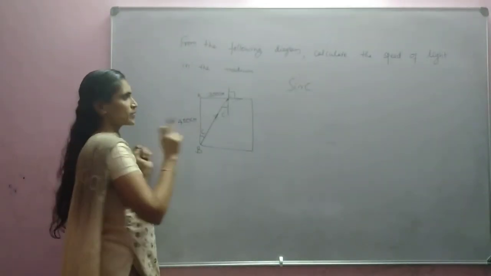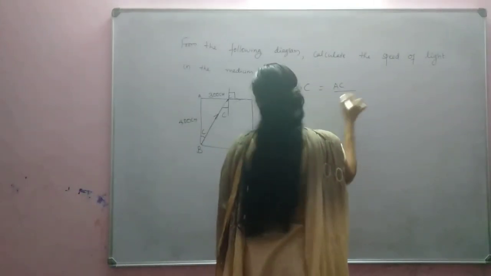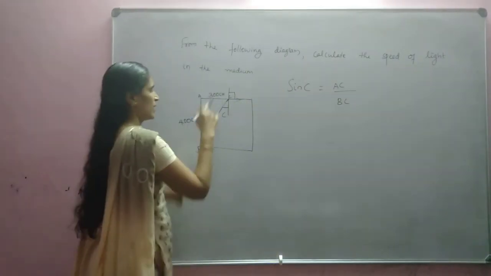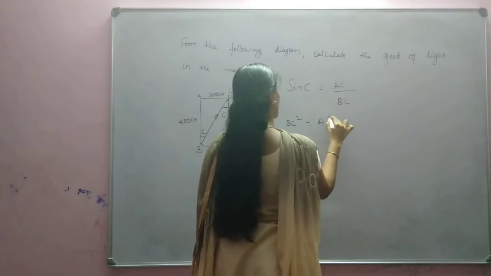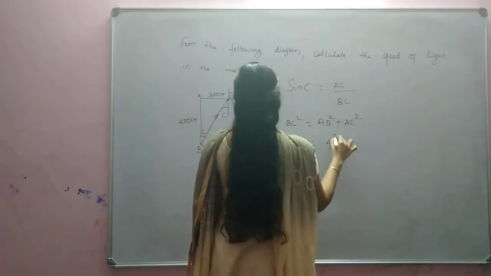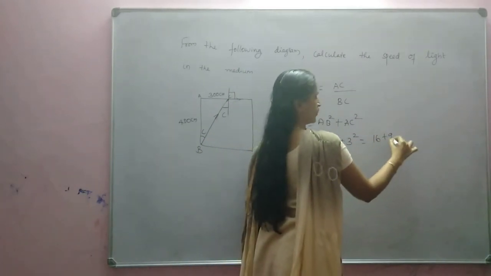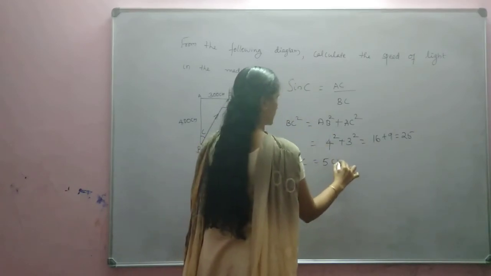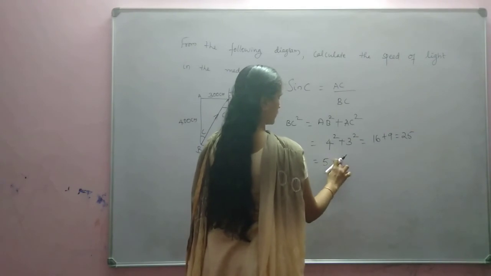Sin C is equal to opposite side by hypotenuse. Opposite side is AC, divided by hypotenuse BC. But BC is not given. You can find BC. How to find BC? BC square is equal to AB square plus AC square. So that can be written as 4 square plus 3 square, which is equal to 16 plus 9, 25. Or we can write BC equal to 5 centimeter. Sorry, 5 meter, not 5 centimeter. Okay, 500 centimeter or 5 meter.